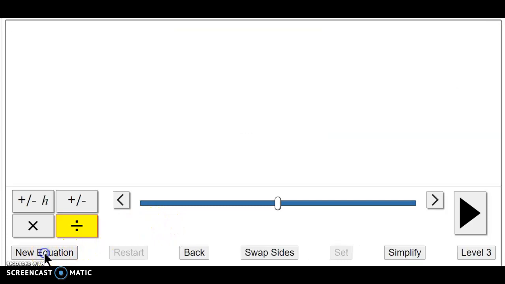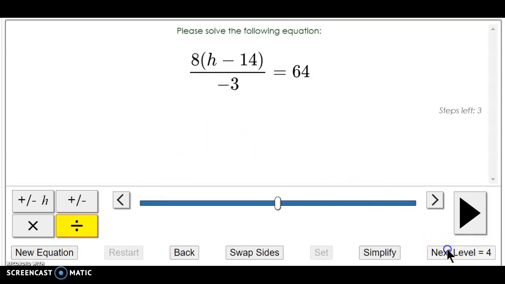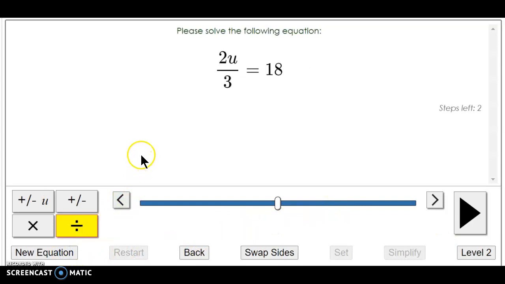So, a new equation. Well, this one looks a bit daunting. Maybe I go back to level 2 to make it easier for you. So keep clicking. Level X is highest. Level 2, see how it goes. All right. Okay, this one is not that daunting.